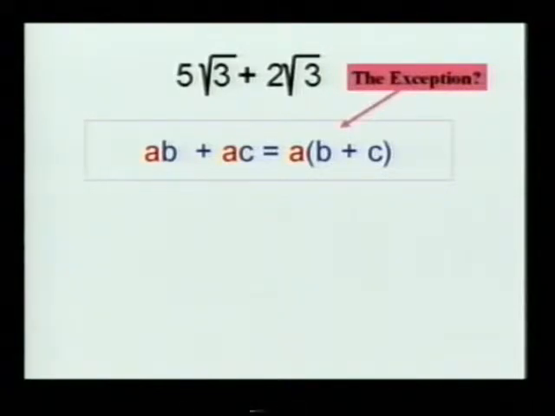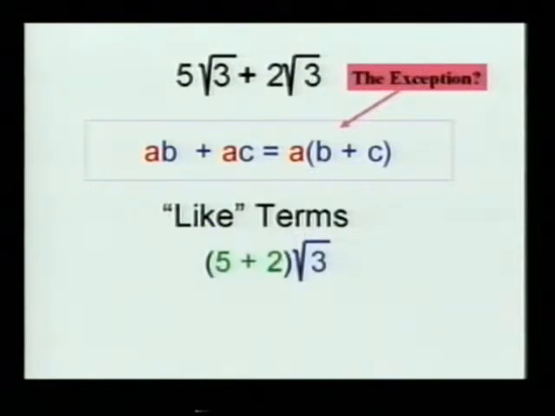Remember, what answered that question before was the distributive property. Let's bring the distributive property out from the cave. Now if we can find something that's the same and factor it out and I'm left with only numbers, they're like terms. Well, isn't that special? Then I can add them together. Just the numbers, 5 and 2, and I get 7 radical 3. Pretty simple, okay? In other words, the radicals have to be the exact same.